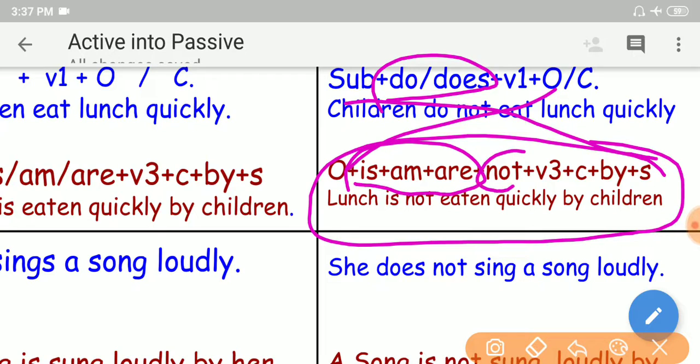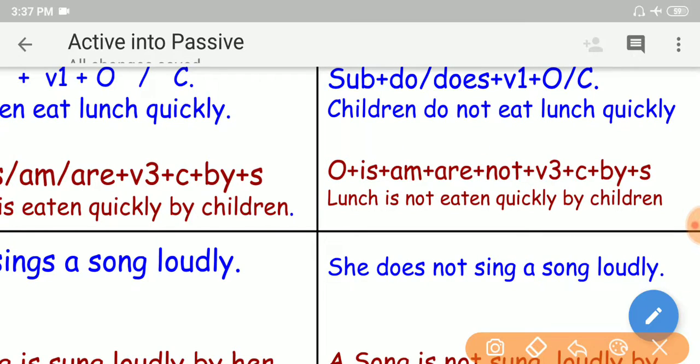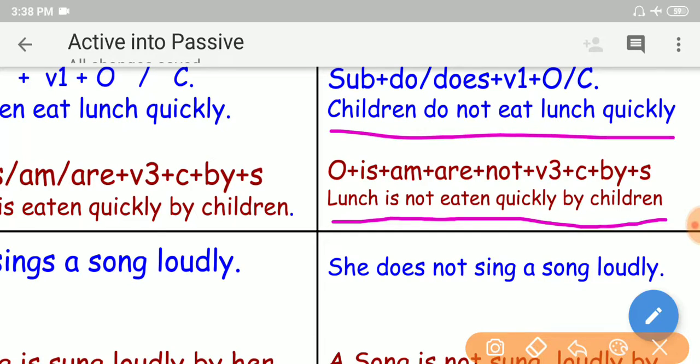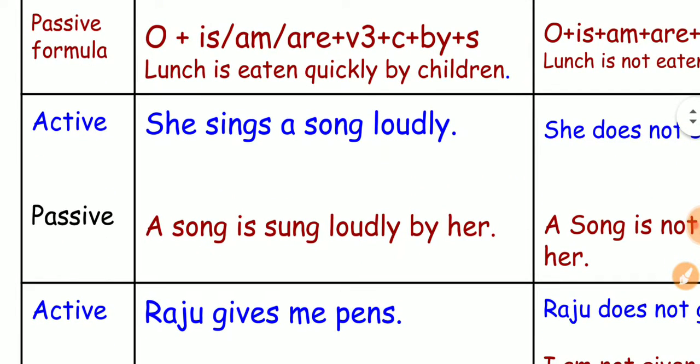At the same time, not is used. Again, V1 form of the verb should be changed into V3. Again, complement is written as it is, subject should be used. So let us go and see what is there. Children do not eat lunch quickly. The passive sentence is: lunch is not eaten quickly by children. So let us go and learn with other examples, my dear friends.